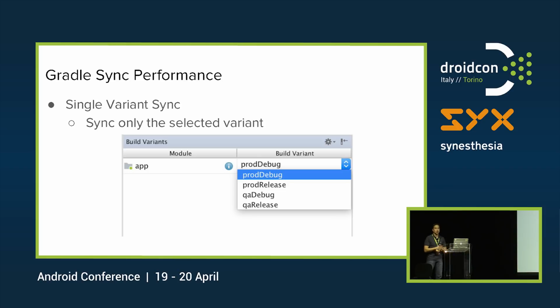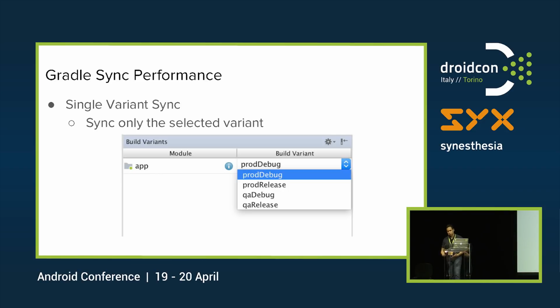Now, let's talk about what we're doing to make Gradle sync faster. So the first thing is the IDE can only work with 1 build variant at a time. That's why in Android Studio, you have that build variants tool view, where you can select the build variant you want to work with. The problem is that even though the IDE can work with only 1 variant, when we sync with Gradle, we sync all the variants in all the modules in your project.